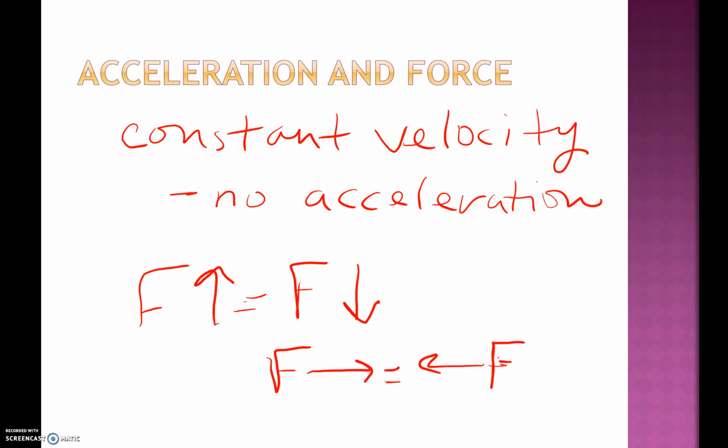So again, if there's no acceleration and you see we have constant velocity, I want you to focus on the fact that the force in the up direction is equal to the force in the down direction, and the force in the right direction equals the force in the left direction. And so what that means is that F net will be equal to 0. So that should be pretty simple for you to understand. However, if you still have trouble understanding that concept, you can always email me, or you can see me sometime at school.